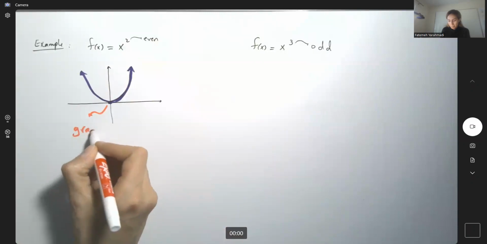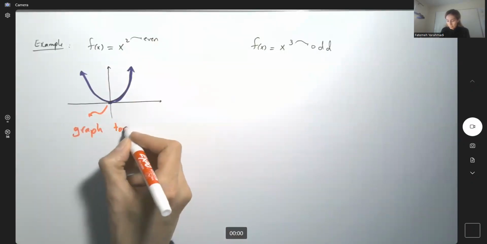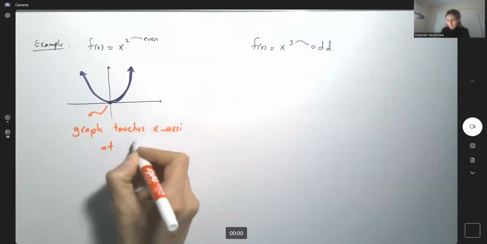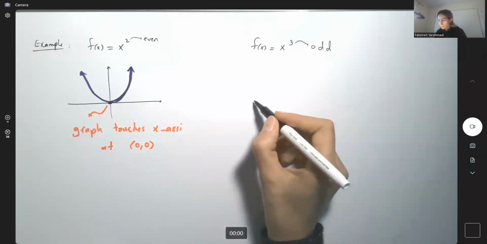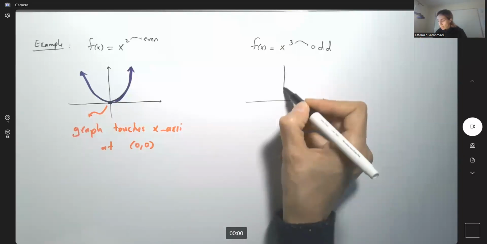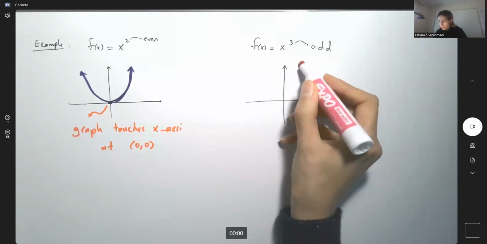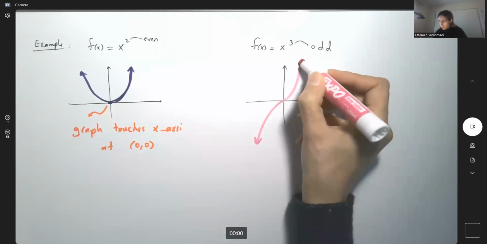The graph touches the x-axis at the origin. What about the graph of this function? For this function, the graph crosses the x-axis at the origin. So this is the behavior of this graph.